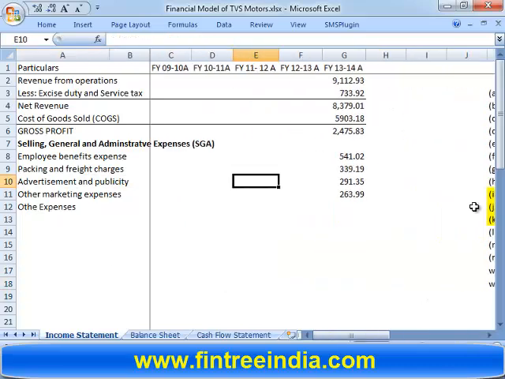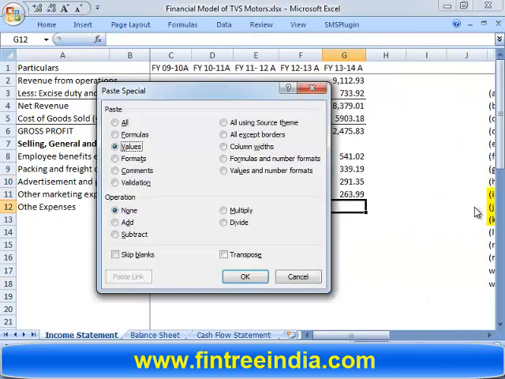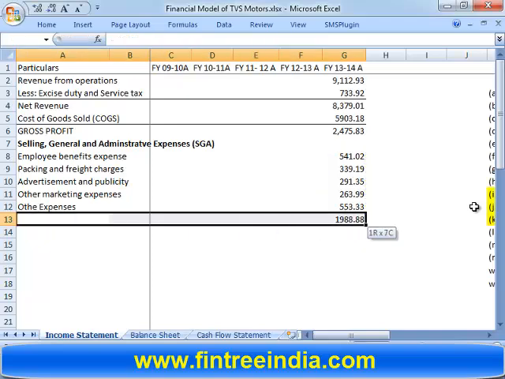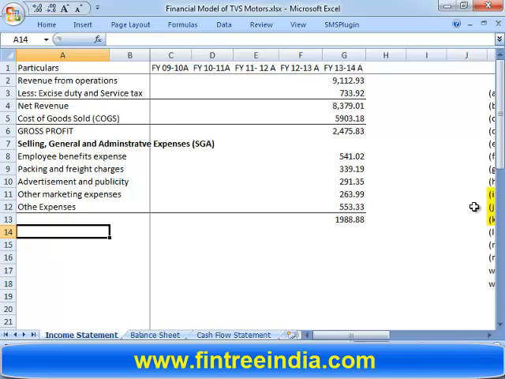553, other expense. Total of these numbers, 1988. Selling, general and administrative expenses.